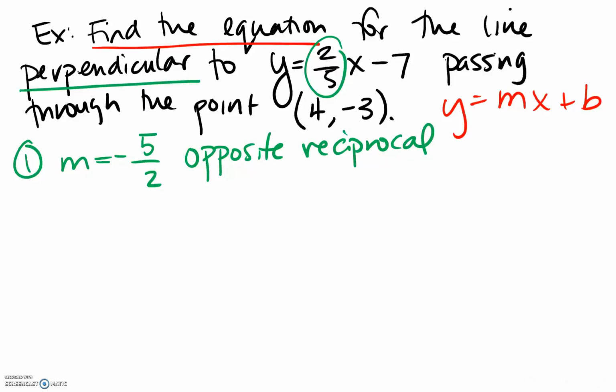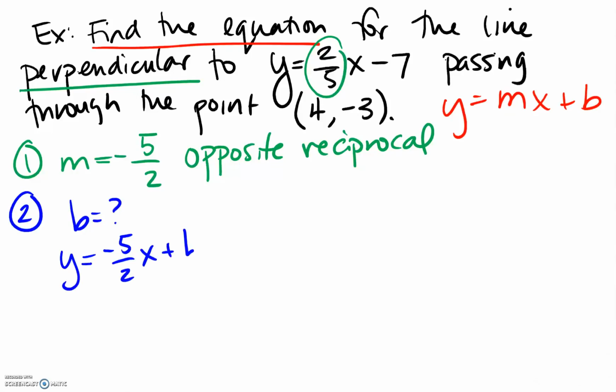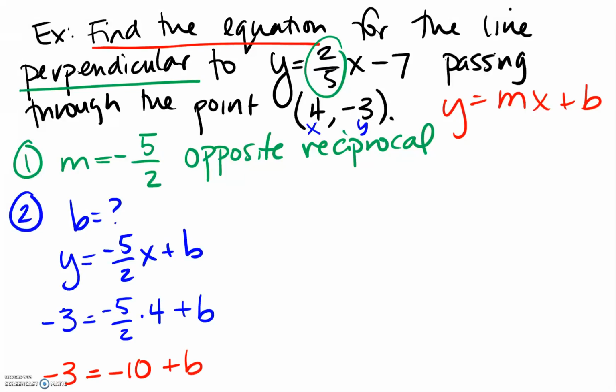Next thing you do is go ahead, find your b, which is just plugging and chugging. So we know y is equal to negative 5/2 x plus b, and we happen to know a particular x and a particular y. So negative 3 is equal to negative 5/2 times 4 plus our b. We clean this up a little. We got negative 3 is equal to negative 10 plus b. And then all we need to do is add 10 to both sides. And we have that b is equal to 7, and as soon as we write out this equation, we are done.